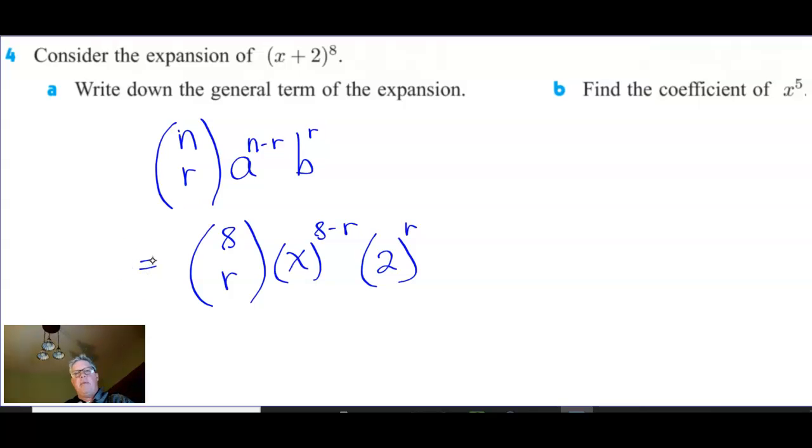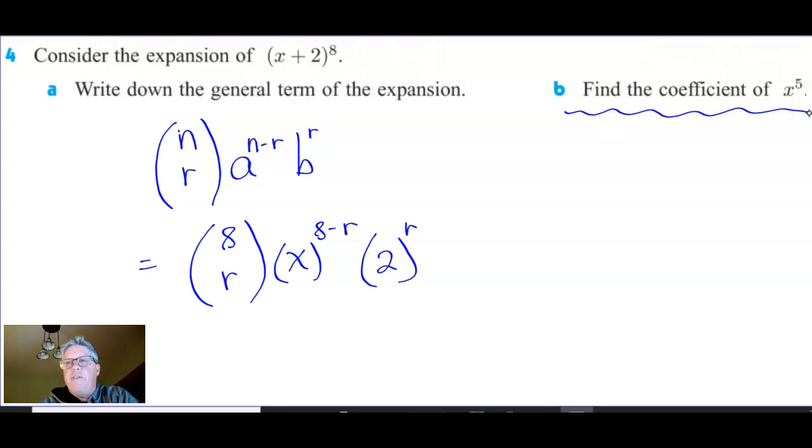So do you see that I can pick r equal to 4? And I can plug it in, and I'm going to get 8 choose 4. It's a number. I get x to the 8 minus 4, or x to the 4th, and 2 to the 4th. And I get my general term. Just a term.